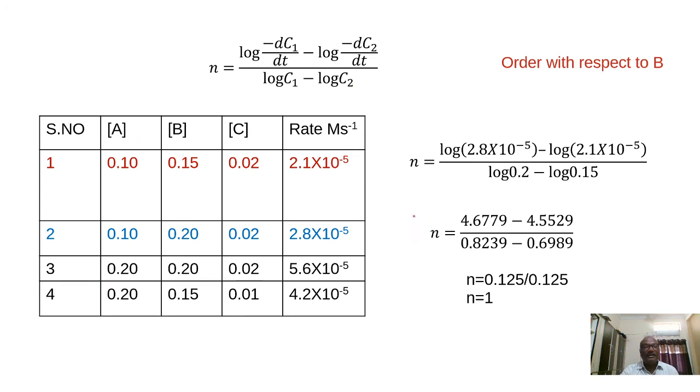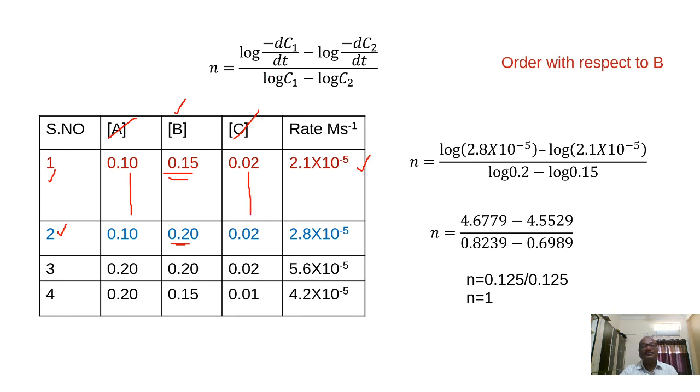In order to determine the order with respect to B, we select the sets such that concentration of A should be constant and concentration of C should be constant. Then by varying the concentration of B, you can see the change in rate. Is it the first and second sets? In these two sets, concentration of B is changing, whereas concentration of A remains constant.